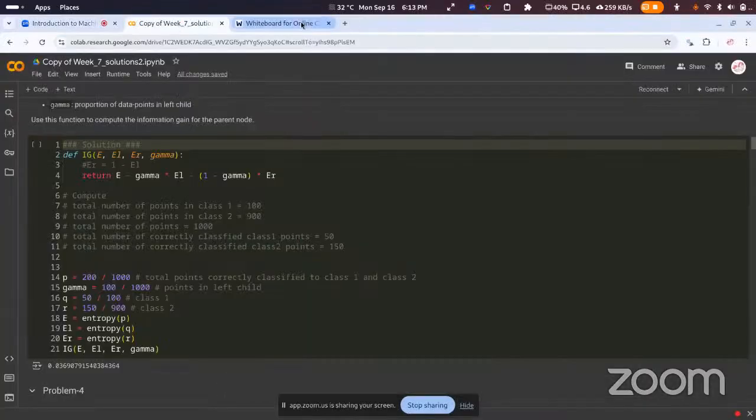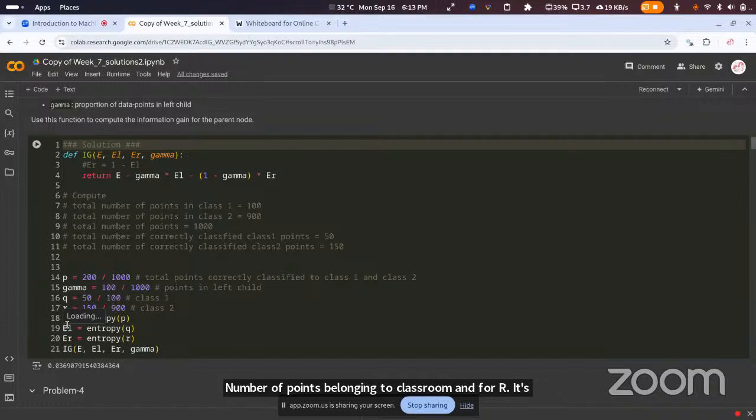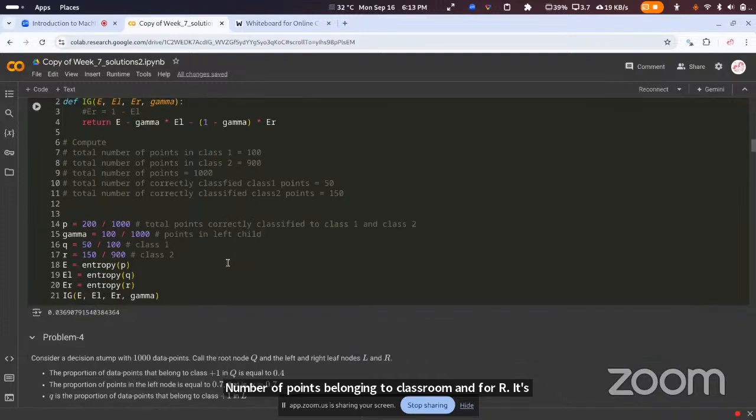Okay, so the logic behind it, I think everyone would have understood. We are calculating P, Q, R, E, EL, and ER. E is going to be the entropy of the whole proportion, that is, the total number of points classified correctly by the total number of points. EL is going to be the entropy of Q. Q is the number of points classified correctly as class 1 by the number of points belonging to class 1. And for R, it's the number of points correctly classified as class 2 by the total number of points in class 2. Then we compute the information gain from E, EL, ER, and gamma.